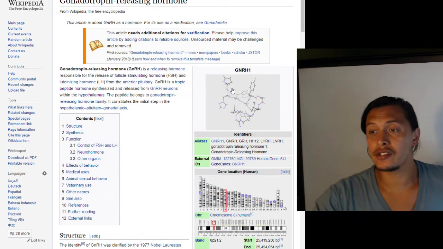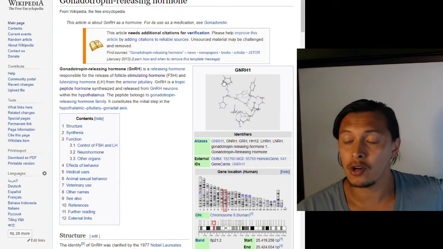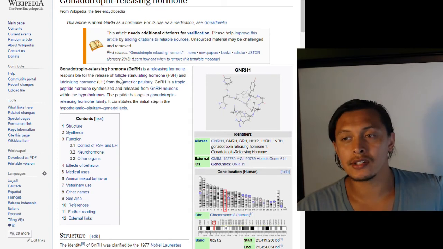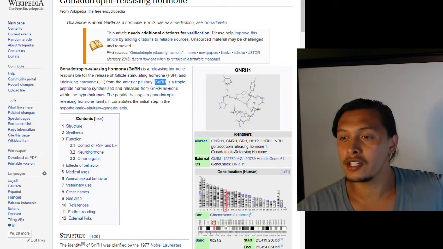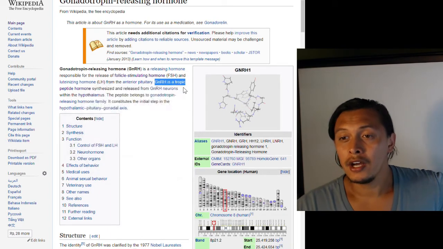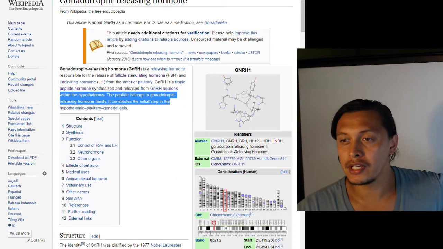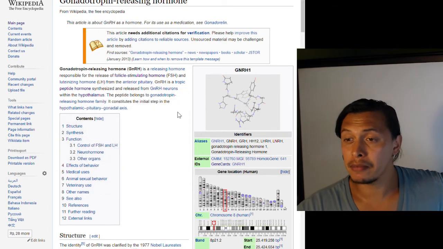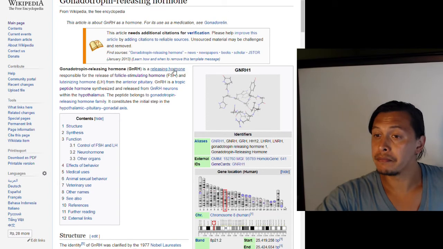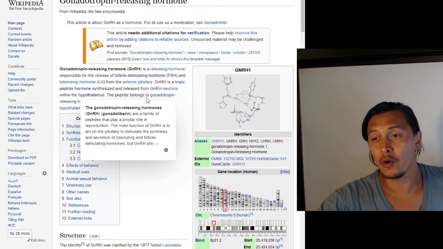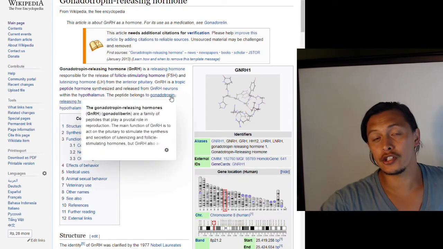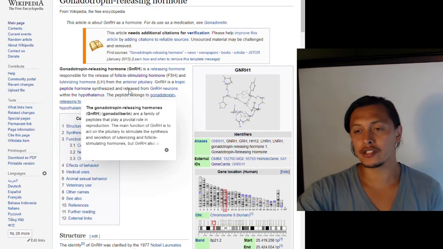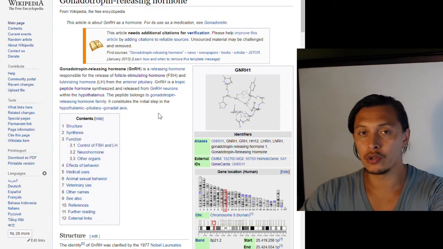So this is a protein, a peptide hormone that will cause the release of FSH and luteinizing hormone from this pituitary gland. And this gonadotropin-releasing hormone is a tropic peptide hormone synthesized and released from these GnRH neurons that are within this hypothalamus. And the peptide belongs to the gonadotropin-releasing hormone family. And so gonadotropin, these are things that are tropic for the gonads, or they will encourage the gonads to function properly or to live and grow.